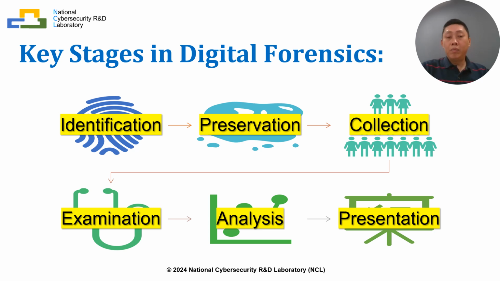Next, after collecting it, we need to be able to preserve the evidence, which comes to the second stage, preservation. Once evidence is identified, it must be preserved in a forensically sound manner to prevent tampering or alteration. This includes creating forensic images of storage devices, maintaining chain of custody records, and implementing safeguards to prevent evidence from being tampered with or accessed without authorization.